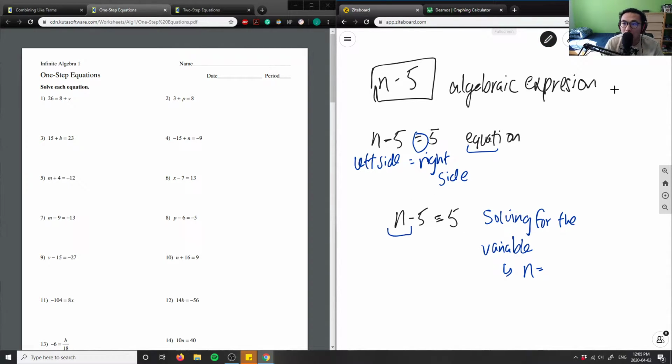So how will we solve these equations? Sorry about that. n minus 5 equals 5. How do we solve this equation? Well, in these steps, what we want to do is isolate the variable.